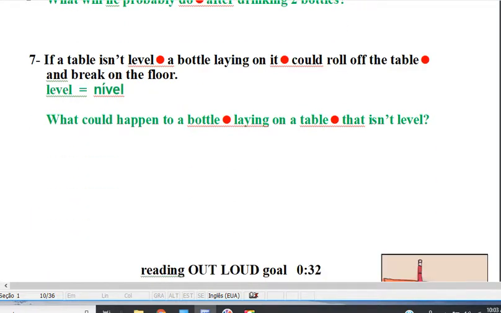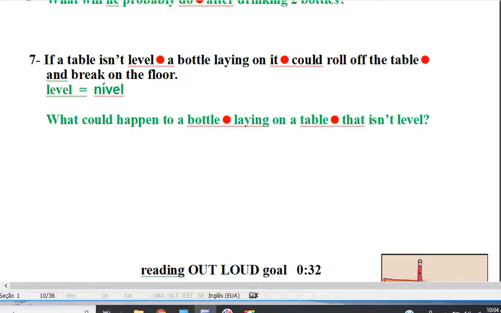Okay, line 7. If a table isn't level, a bottle laying on it could roll off the table and break on the floor.